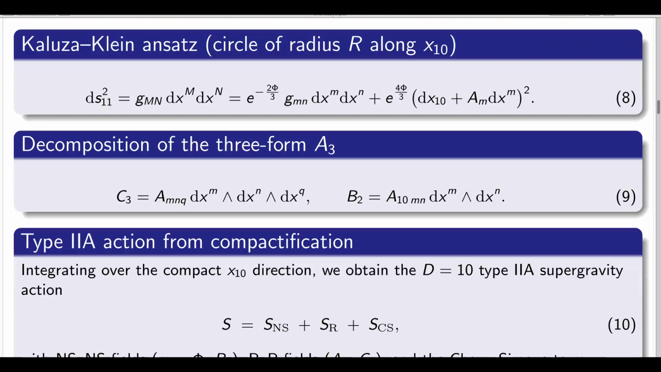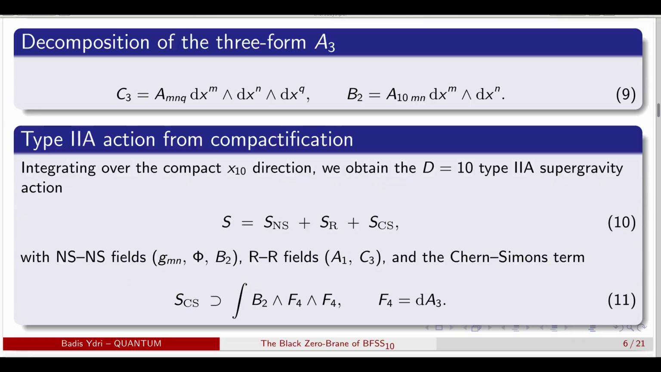Finally, after integrating over the compact direction, the 10-dimensional action takes the form written in equation 10. It consists of the NS-NS part, the RR part, and the Chern-Simons term that couples B2 and F4. The resulting theory is type 2A supergravity, the precise low-energy limit of type 2A string theory.